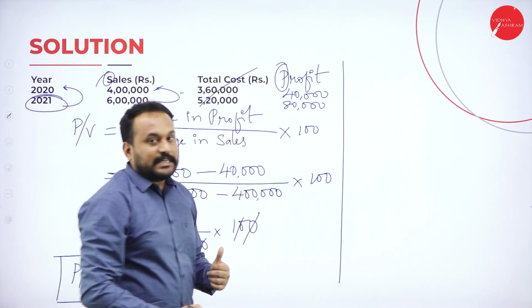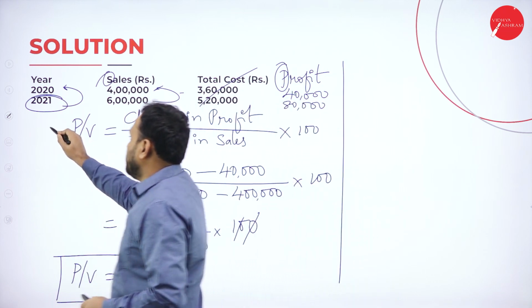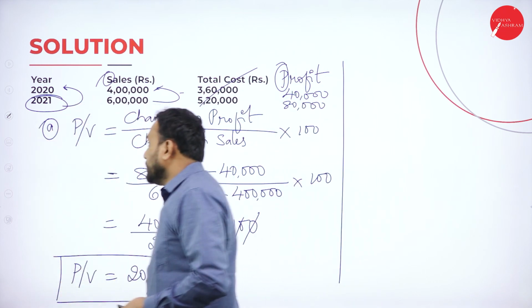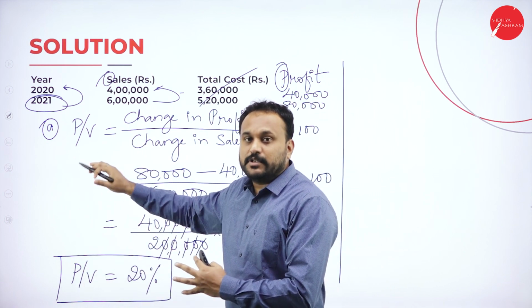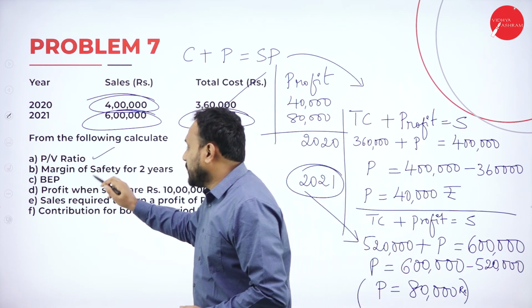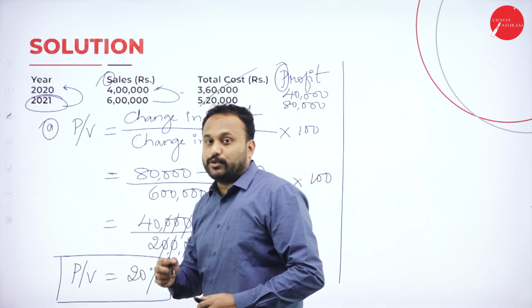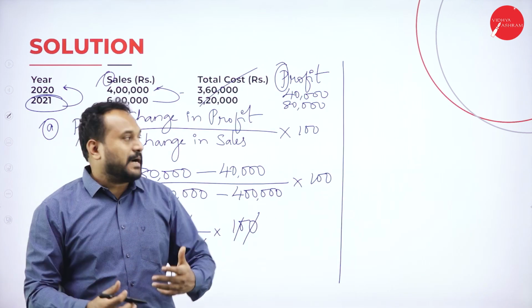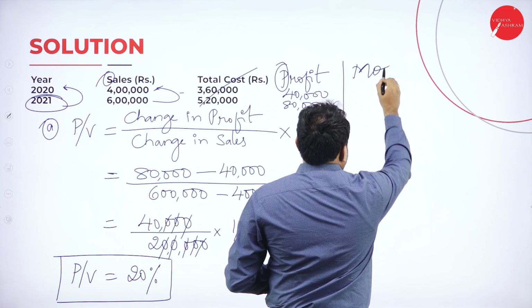Done. Now what is that next which we are supposed to find? So this is my A. I'm done with my A. Done. See, usually write the sub questions, numbers or alphabets properly. So next they are asking me, see, PV is done. Margin of safety for 2 years. Now, how to go with margin of safety? I told you, if your PV is correct, the remaining will also be correct.